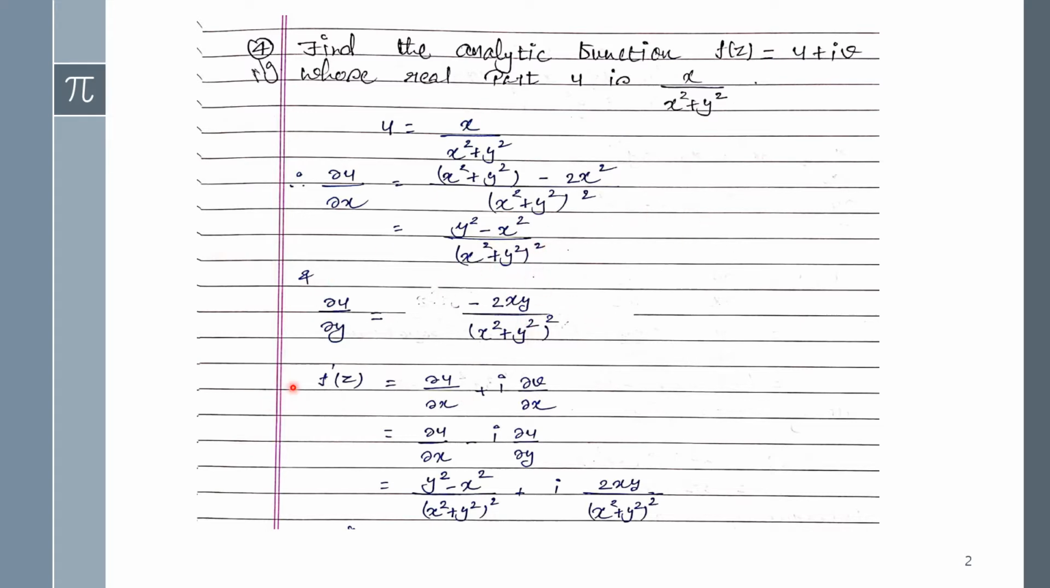Now in the second step you have to find its first derivative, that is f dash of z. You know the formula: f dash z is del u by del x plus i del v by del x, and by using the CR conditions it will be del u by del x minus i del u by del y. Here you have to put the values of del u by del x as well as del u by del y, and then separate the terms into the real and imaginary parts.